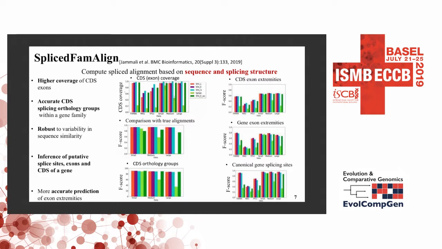We want to see the ability of each method, for example, to cover the CDS, to give an accurate alignment, to predict an accurate CDS orthology, and also to infer extremities at the level of CDS exon, gene exon, and canonical gene splice site. And globally, as we see, our method is robust and constant when varying the sequence similarity, but we see that SP line decreases when varying the sequence similarity.